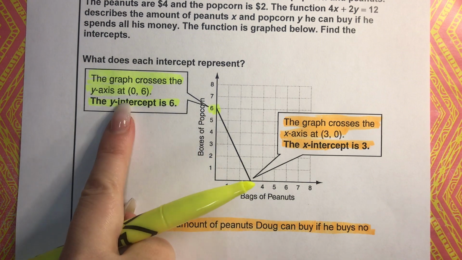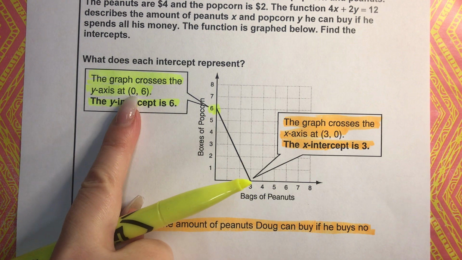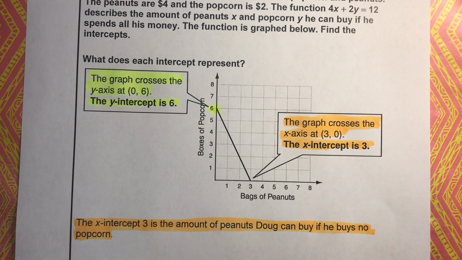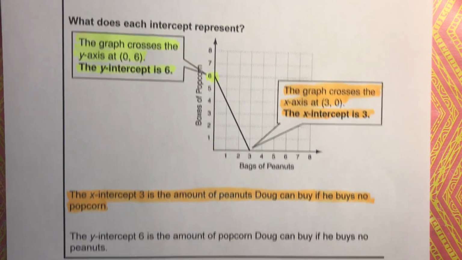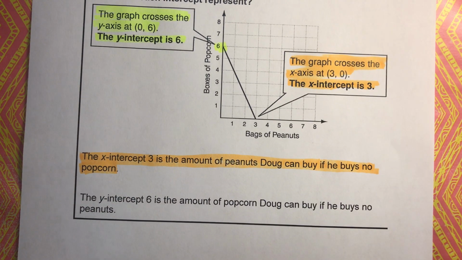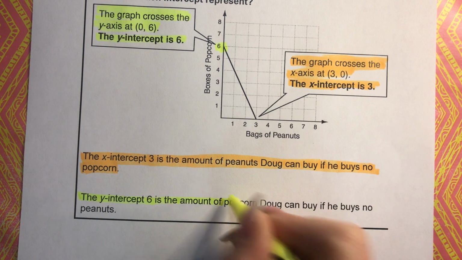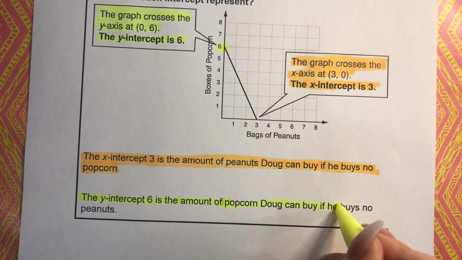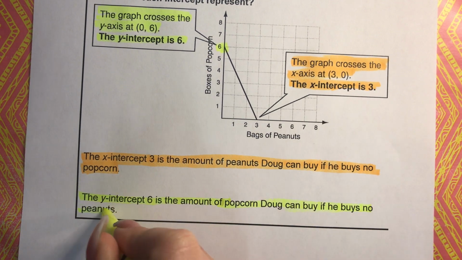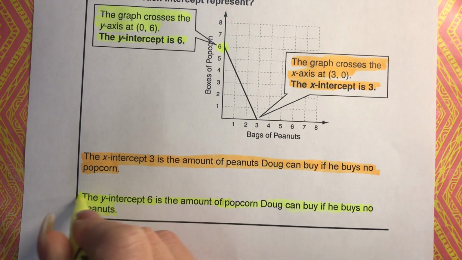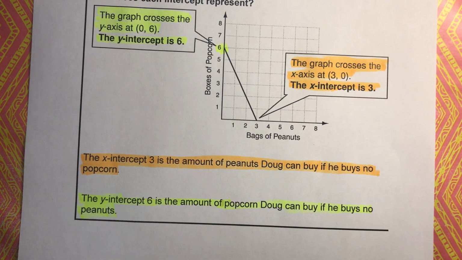So basically, if you don't buy any peanuts, you can buy 6 boxes of popcorn. That's really what it means. So if we write it down, the y-intercept of 6 is the amount of popcorn Doug can buy if he buys no peanuts. So that's how you interpret the x and the y-intercept.